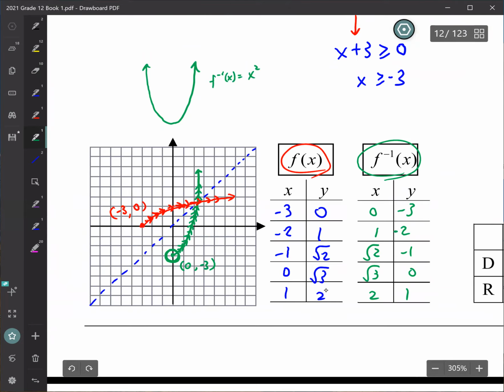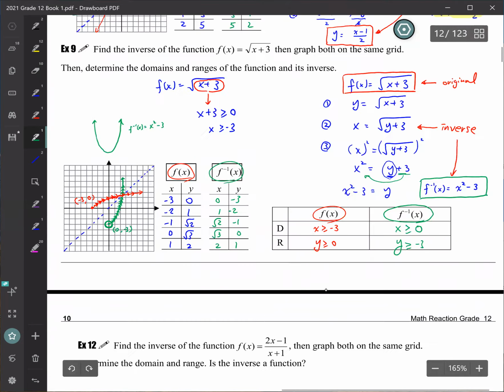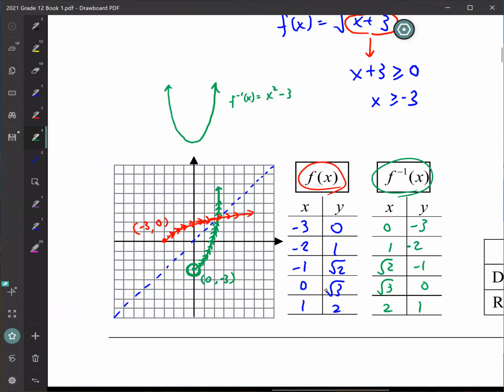We have x squared minus 3, right? That was our function, right? But because the inverse depends on the original, and the original only has half of it, the upper half, when you get the inverse, you only get the right side half.